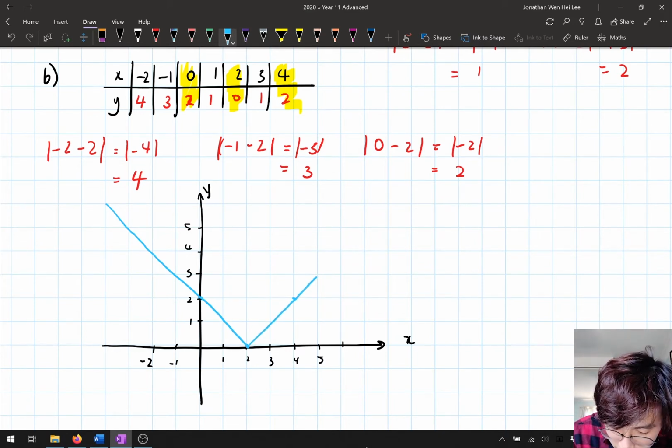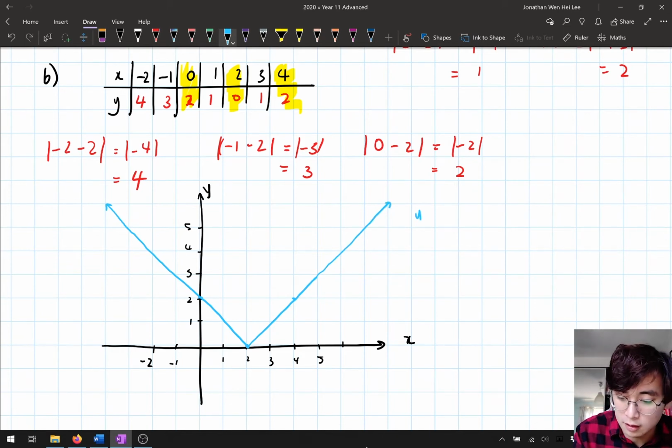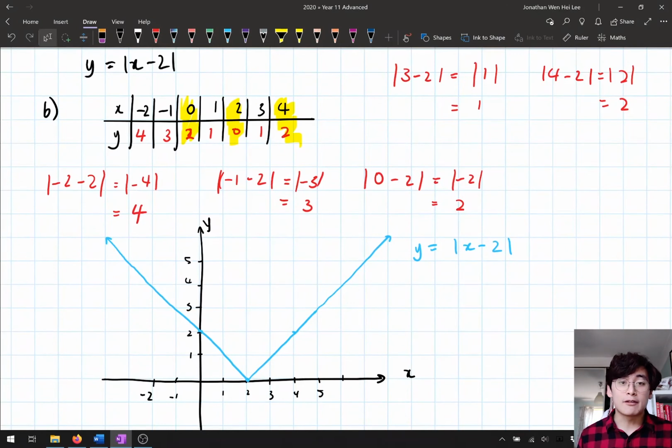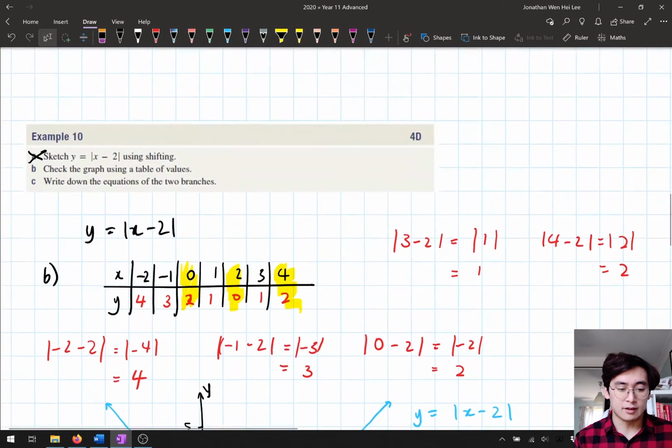And so, this is what my absolute value function looks like. So this is y is equal to the absolute value of x minus 2. Okay, cool. So this is how we can graph an absolute value function. With an absolute value function, you can check a table of values just to see where those points are. Okay, so that's part B of this question.